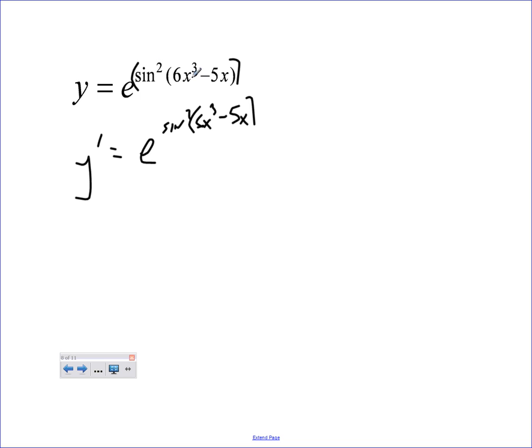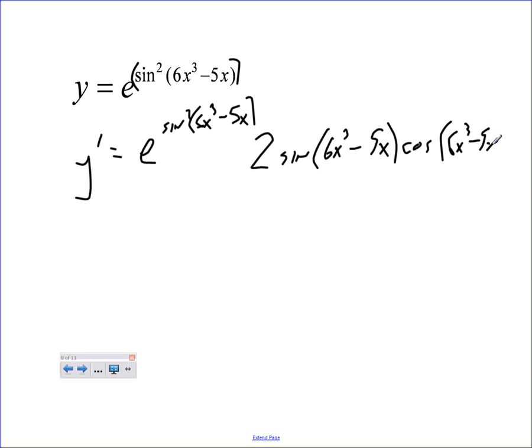And this is one of my favorite things, the PTA thing, right? A power trig argument dealy. So we go 2 sine of 6x cubed minus 5x, then multiply that by the derivative of sine, which is, that's right, cosine of 6x cubed minus 5x. And then multiply that by the derivative of the argument, which is 18x squared minus 5.